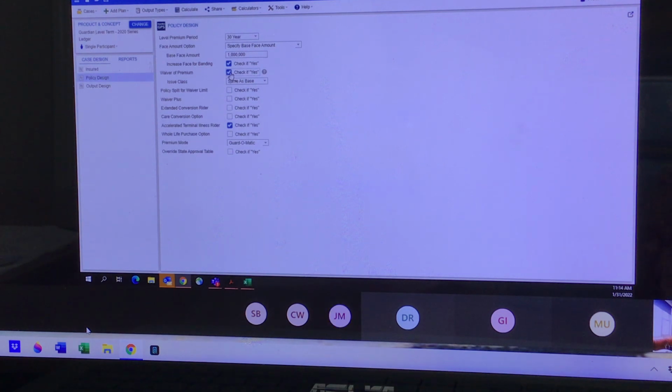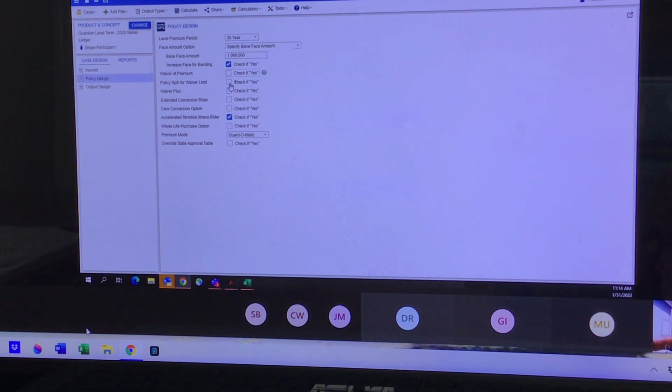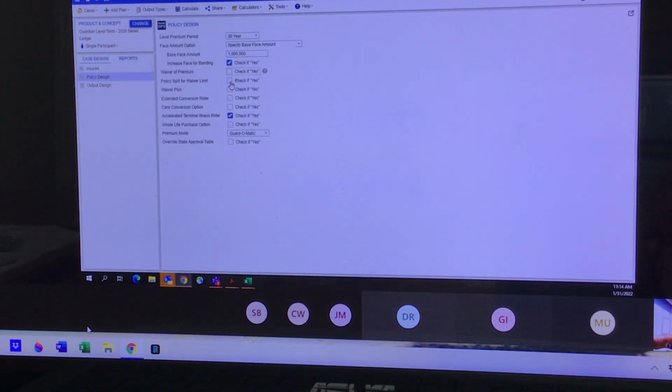Okay. Now, policy split for waiver limit. Usually not going to use that. Anytime you need to use that, you're going to either reach out to me or you're going to reach out to Life Product Support, because if you reach out to me, I would send it to Life Product Support for you. That's something that you and I are not allowed to run because it does need an override, and that really comes down to waiver limit.